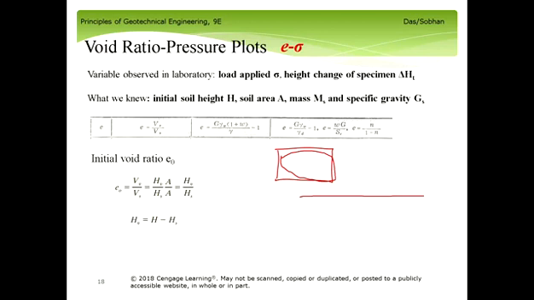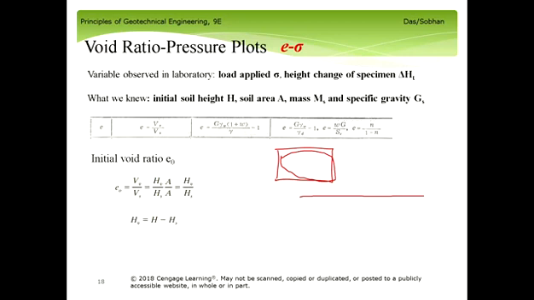So the variables we observe actually are the load we applied and the displacement, right? Under one load, you can observe a displacement after the displacement reaches equilibrium, that is after consolidation finished under this load. So you have one pair of data, sigma 1 and delta H1. And then you apply another load, sigma 2, and you observe another height change of the specimen, delta H2.